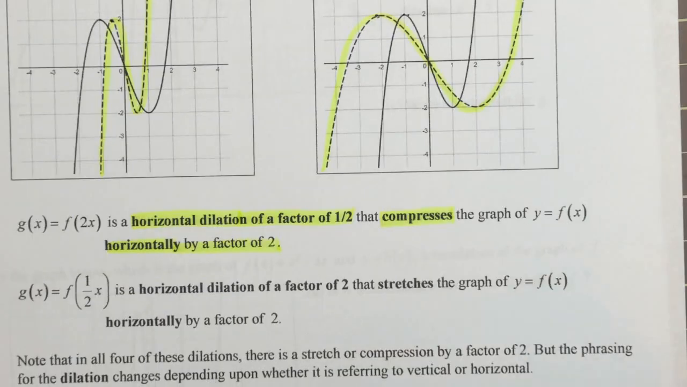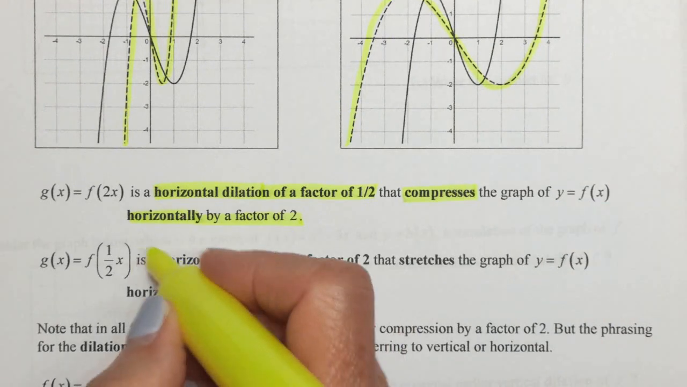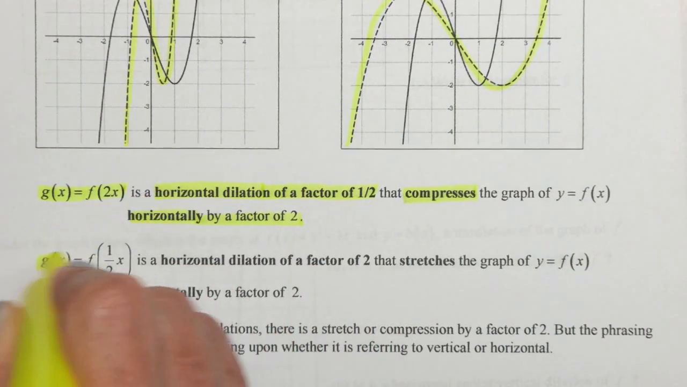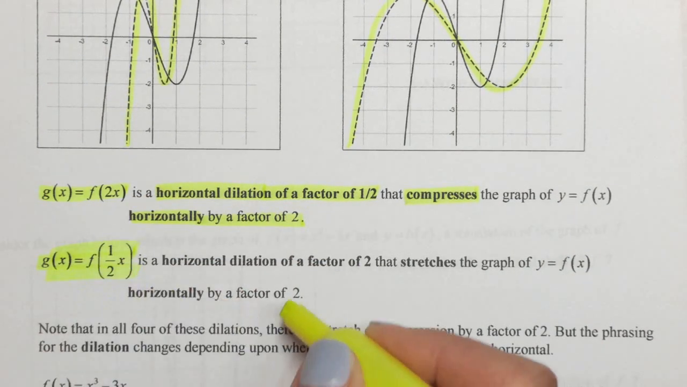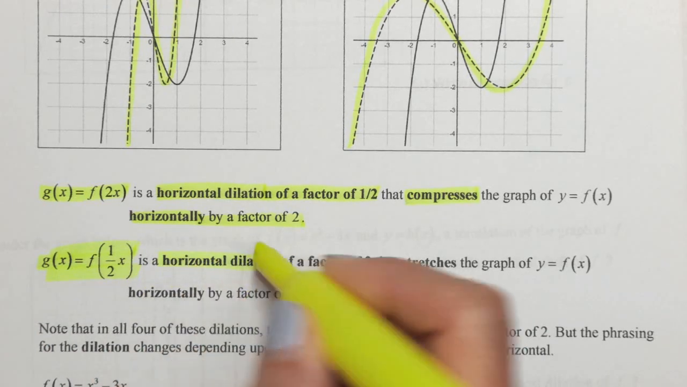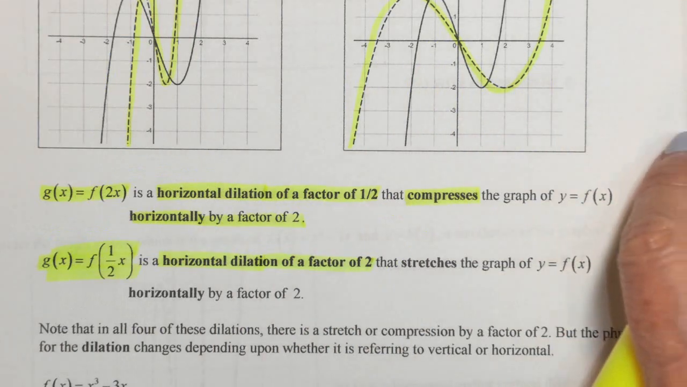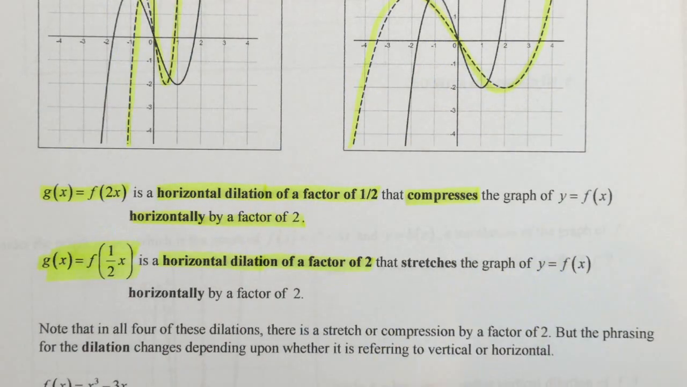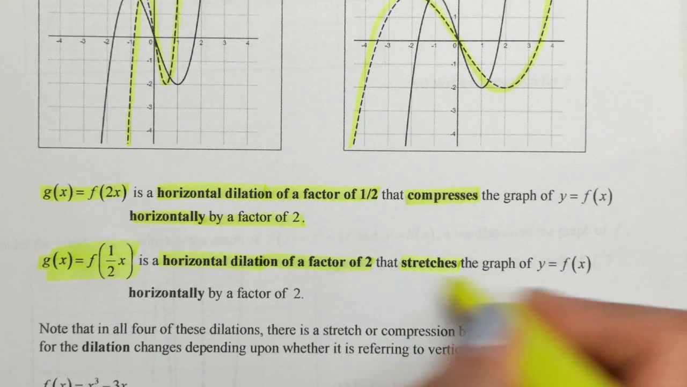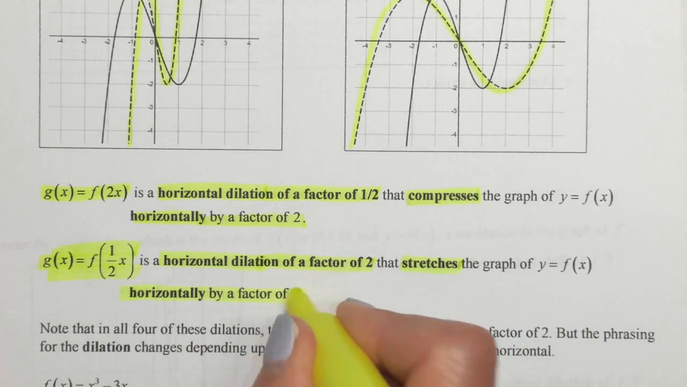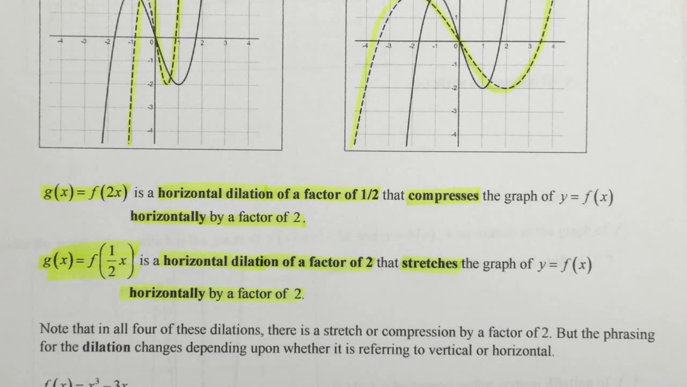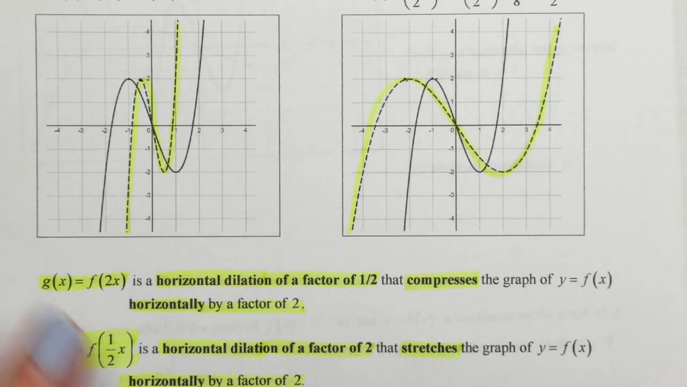So the 1/2 in front of that x is a horizontal dilation of factor 2. It doubled it, right? So it's a factor 2. It stretches the graph horizontally by a factor of 2. Okay? So the horizontal is a little bit of a more confusing one, and I definitely understand that, all right?